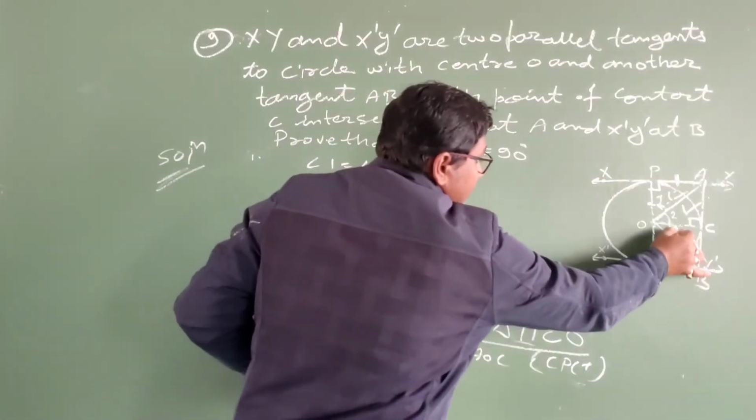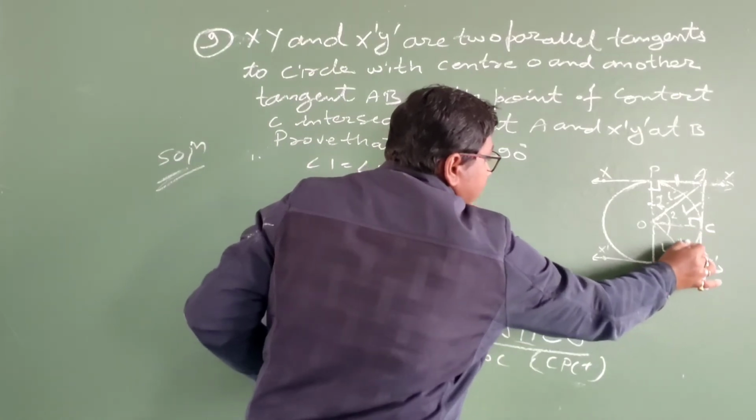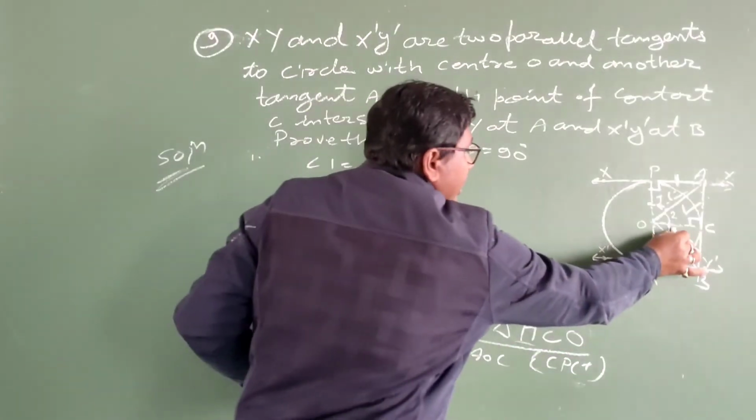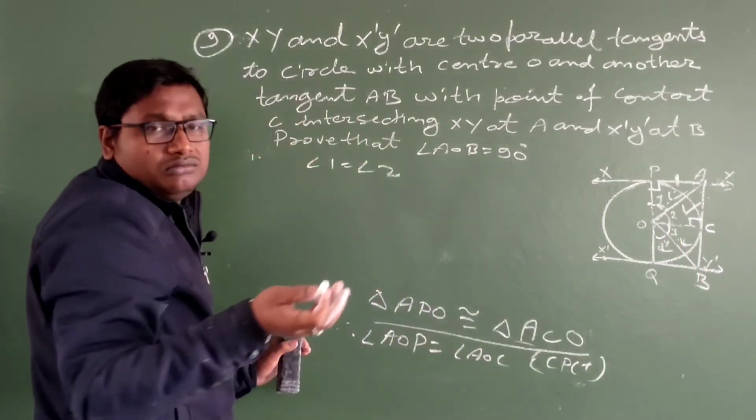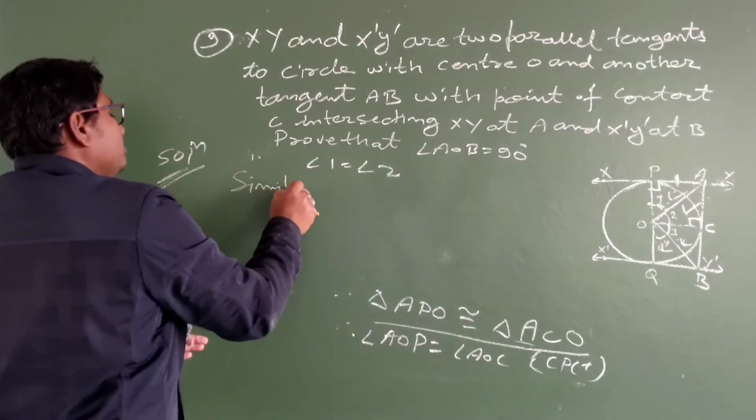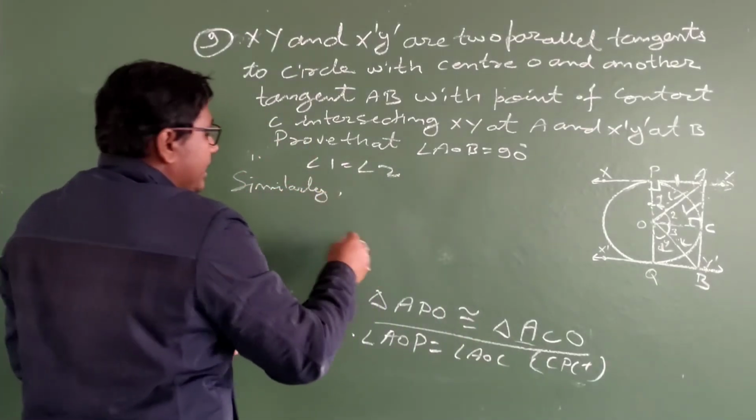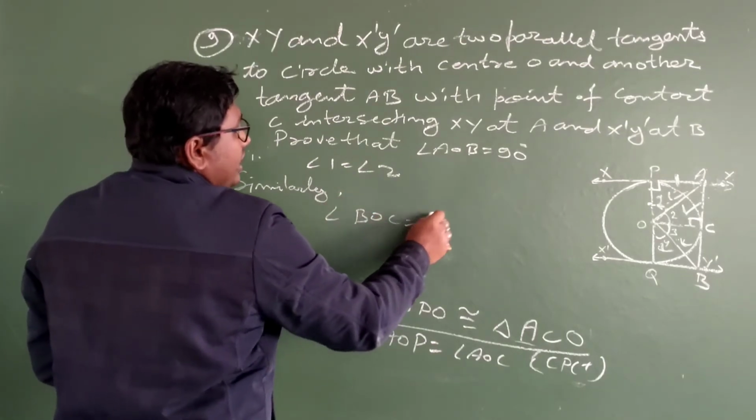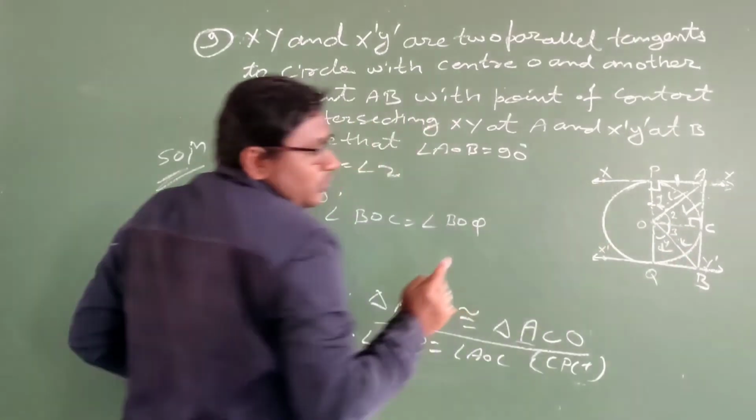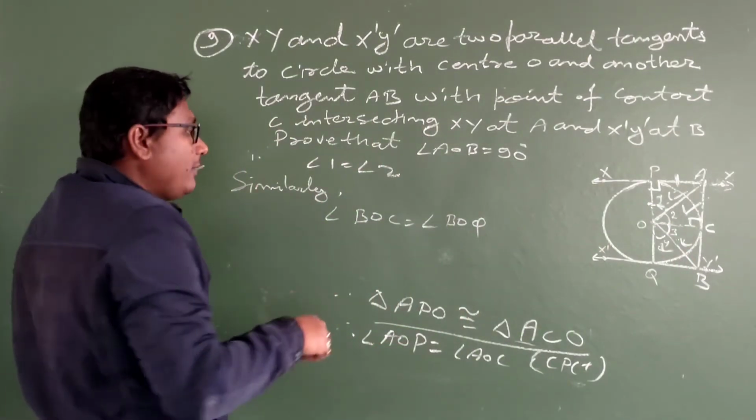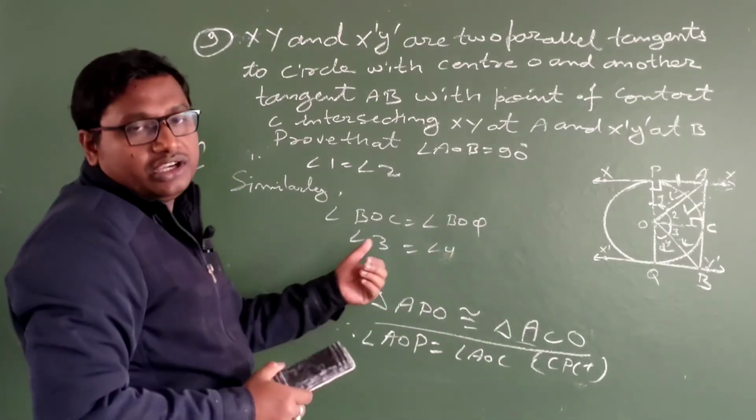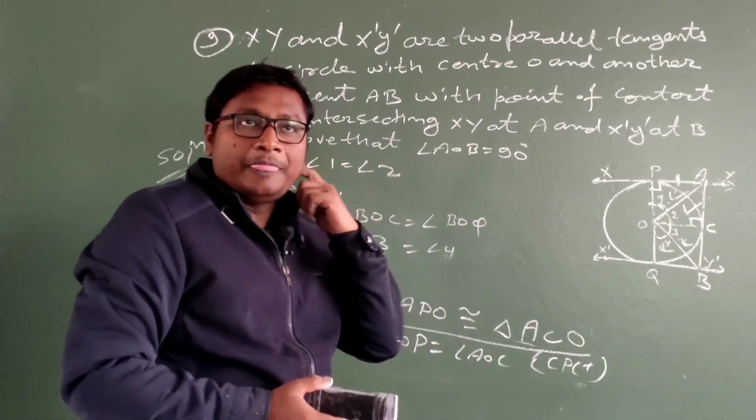Similarly, if we make these two triangles congruent, again this angle and this angle will be equal. Name them 3 and 4. So we don't need to prove congruence again. So similarly we can write angle BOC will be equal to angle BOQ. This angle BOC and this angle BOQ will be equal to each other, and name them 3 and 4. I have assumed them as 3 and 4.